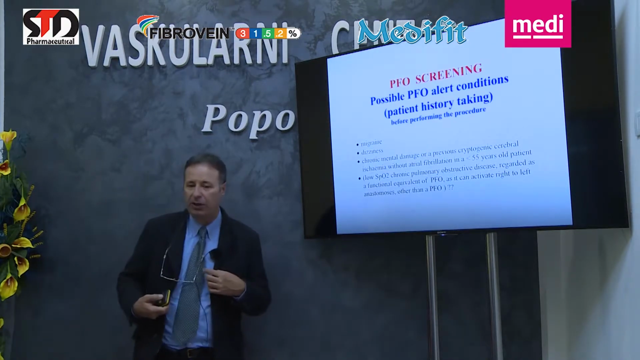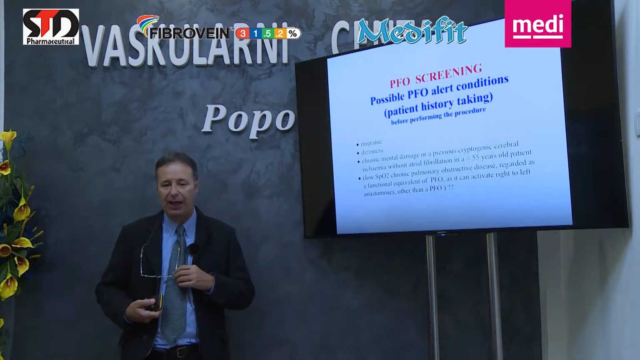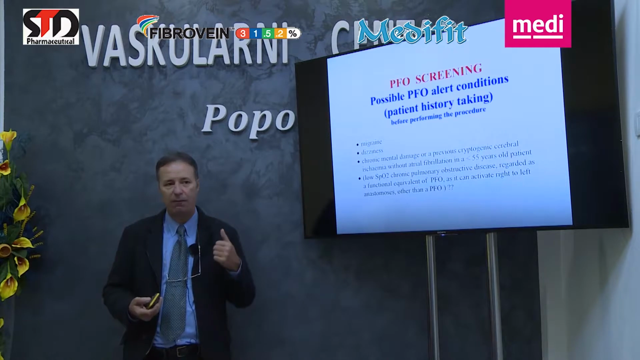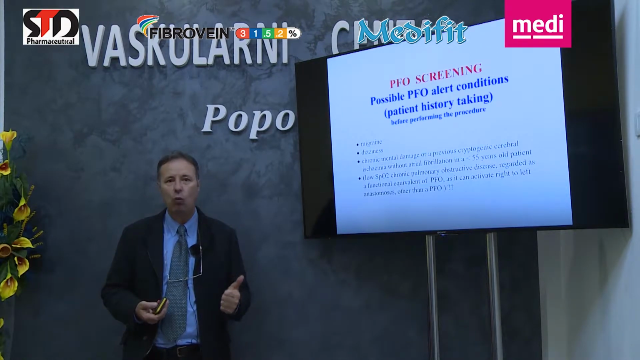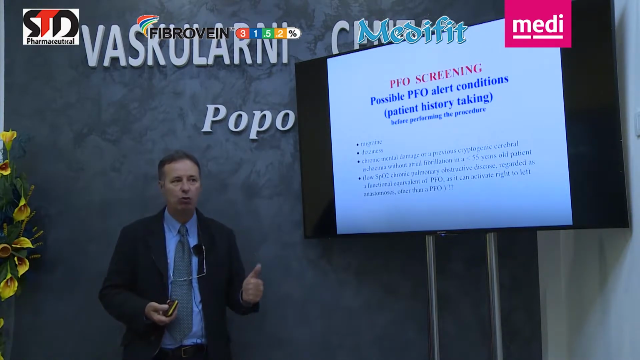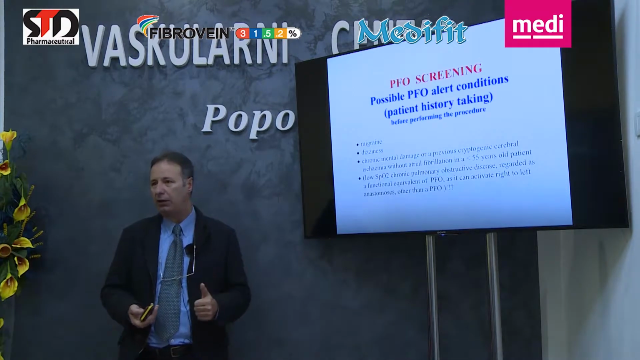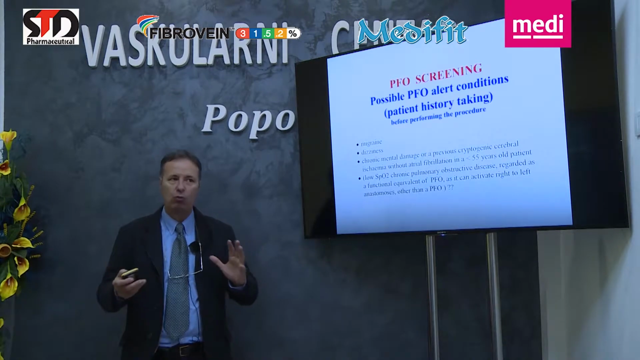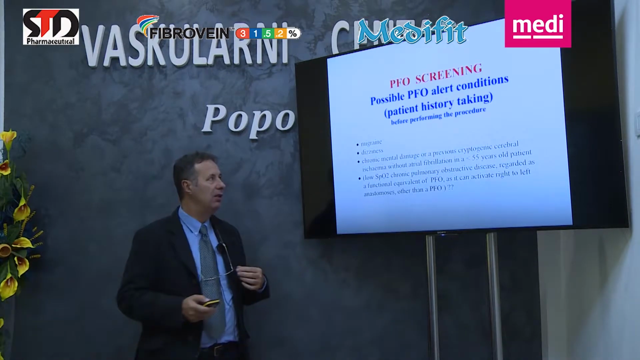Whenever we talk to the patients to decrease this likelihood of cerebral events, we have to ask about migraine, but especially migraine with aura. Migraine with aura can be connected to a patent foramen ovale. It is quite well established.